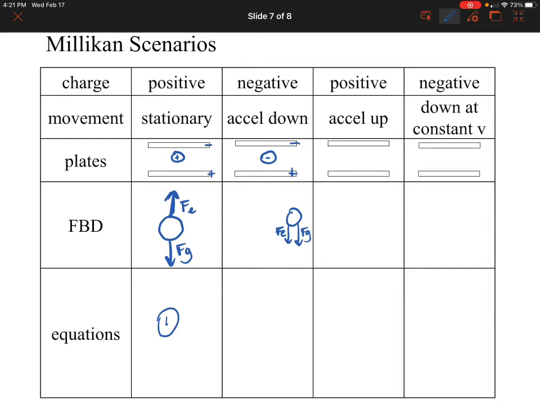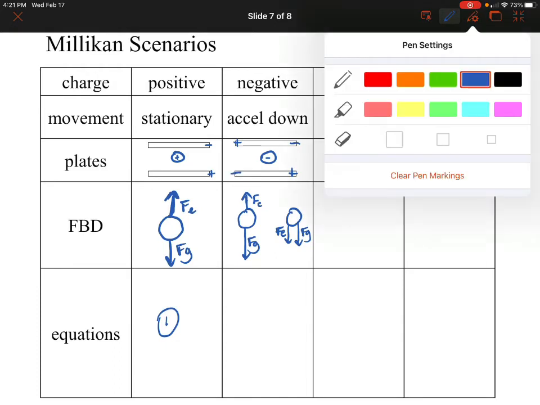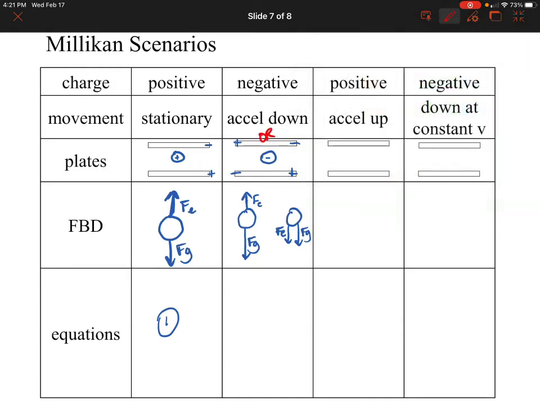Is that the only way it could accelerate downwards though? Is there no way that there could still be electric force upwards and it could still accelerate downwards? Absolutely there is. That would just be in the case where the gravitational force is much larger than the electric force. So really, there's actually a way that this could still happen even if this is the positive and this is the negative. So here we actually have two scenarios, okay?